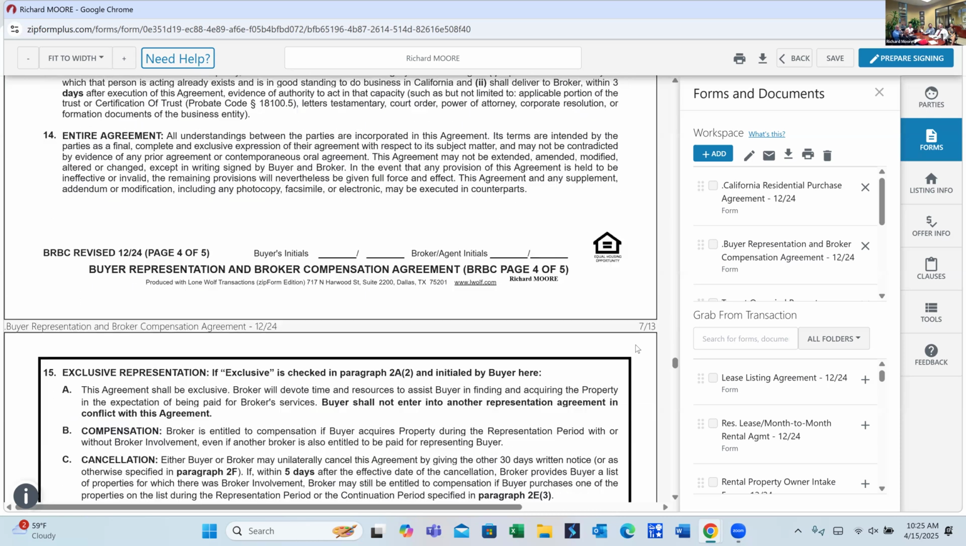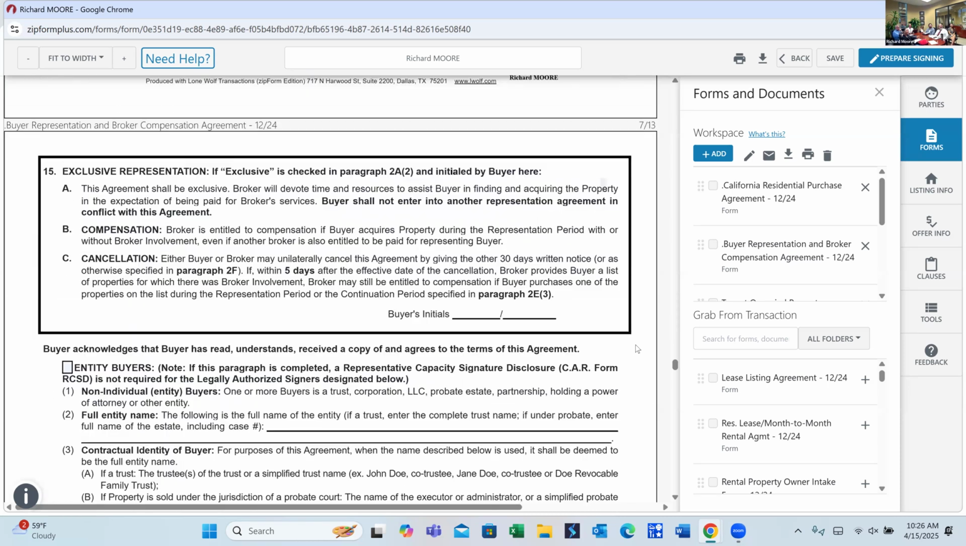And then the rest is just a signature. Now, I will have to admit, I have never sent a BRBC out, so I don't know under section 15 if I've checked the box exclusive. If the initials are going to show up there, it's just probably optional, but you must have that paragraph initial to confirm exclusive representation. Right? If you don't have exclusive representation, then it doesn't.